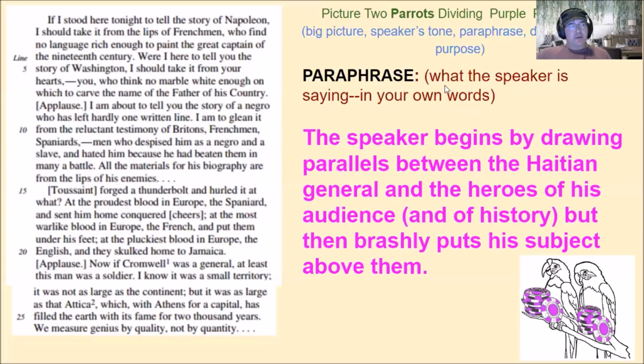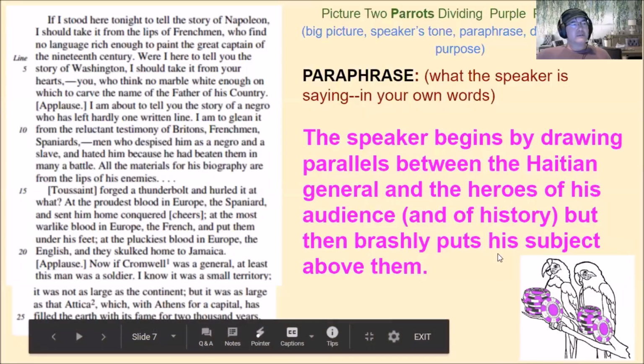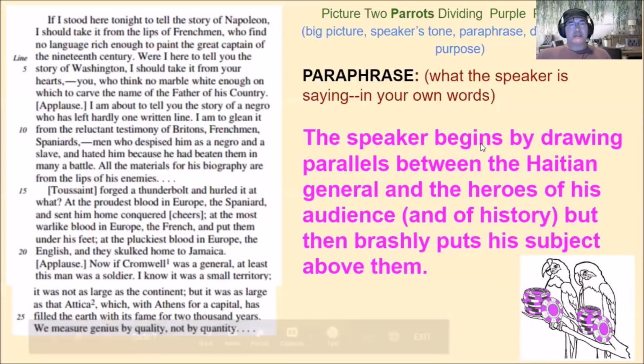Parrots stands for paraphrase. What is the speaker saying in your own words? The speaker begins by drawing parallels between the Haitian general and the heroes of his audience and of history, but then brashly puts his subject above them. Okay, that summarizes what he does.